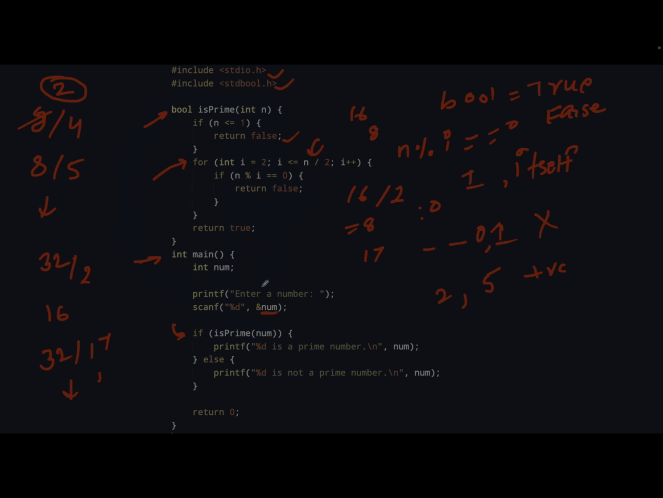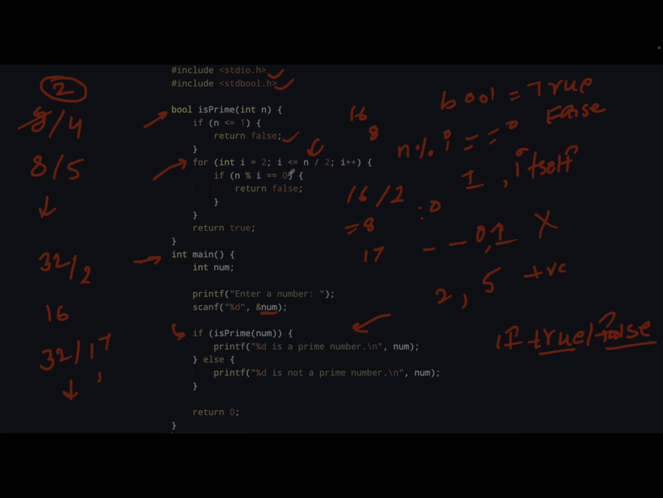Now here it is checked if isPrime(num). The if will take either true or false, right? Whenever the true value is received, then what will it do? The if part will print num is a prime number. And if false is returned, then it is not a prime number. So you got it, right?